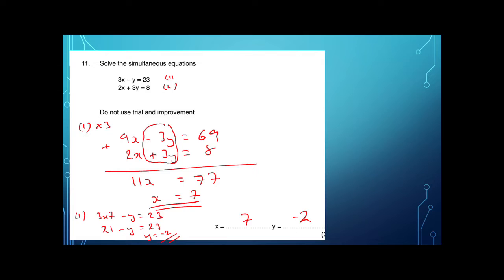Going to check that in equation 2. So x is 7 and y is negative 2. That's 14, add negative 6, which is the same as subtracting, and that gives us 8, which is correct.